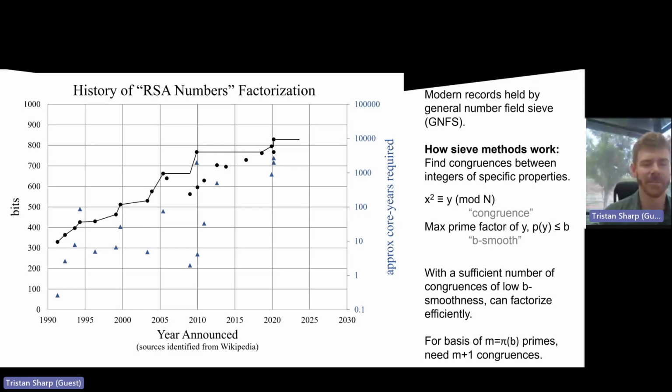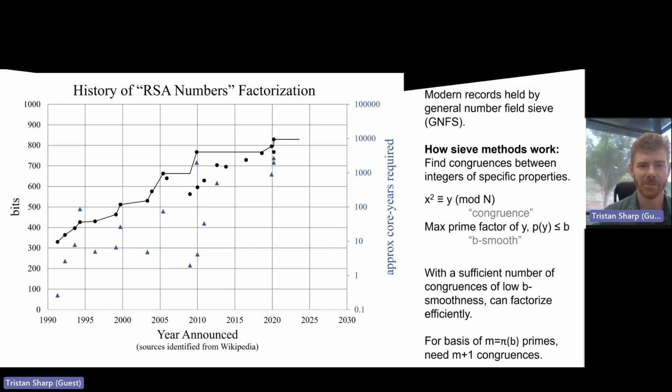And you can think, well, the progress was partly due to Moore's law and increasing capabilities, which is partly true. But there's other aspects, and one of those aspects is in the blue here, and it shows approximately how many core years were required to actually perform that factorization. And you can see that's also been going up on this exponential scale. So part of it is we were just willing to invest more compute time into those. So great. Modern records are held by general number field sieve. These sieve methods have held the records for this whole time.